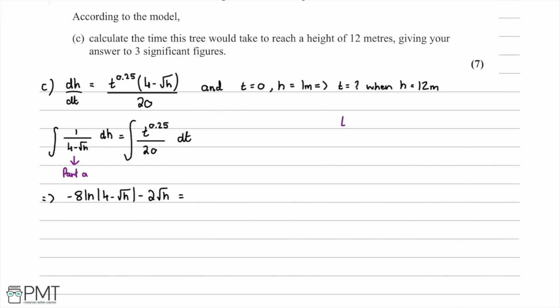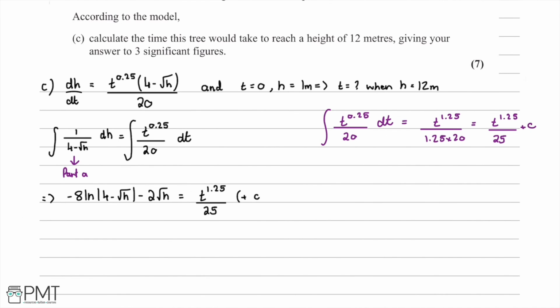So writing this at the side, we have t to the power of 0.25 over 20, and we integrate that with respect to t. That is going to be equal to, so we add 1 to the power, so we'll have t to the power of 1.25, and then we divide by 1.25, so we'll have 1.25 multiplied by 20, and that is going to be equal to t to the 1.25 over 1.25 multiplied by 20. Putting that into our calculator, that comes out as 25, and then we'll add c. So therefore, writing this back into our equation, we'll have t to the power of 1.25 all divided by 25, and then here is where we add c, and I'll put it in brackets for just now.